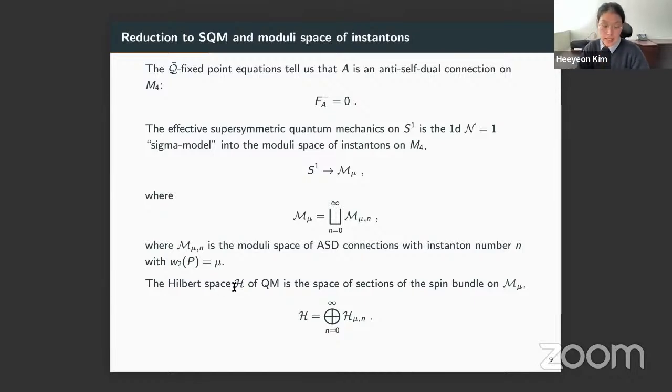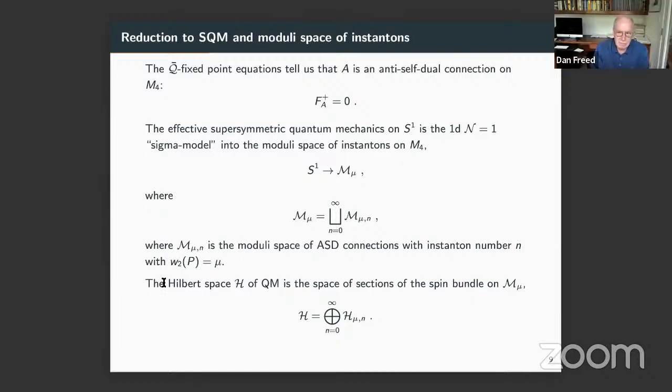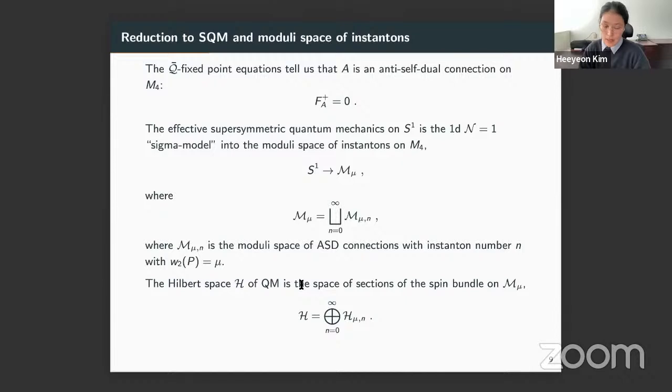So, as I was just going to say, the Hilbert space of this quantum mechanics is in fact something that can be identified with the space of sections of the spin bundle on M_μ. But if the moduli space is not spin, then the observable that we are going to discuss today is not going to be well defined over the integers. But we can still compute something, but you will get some rational values as a result of the computation.